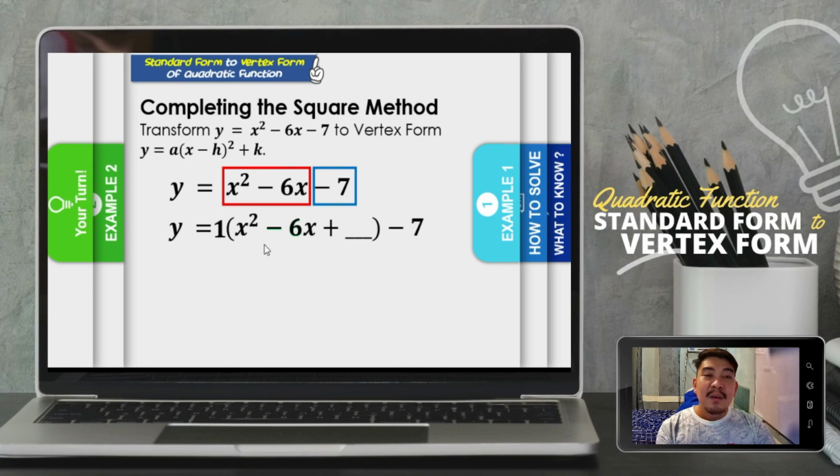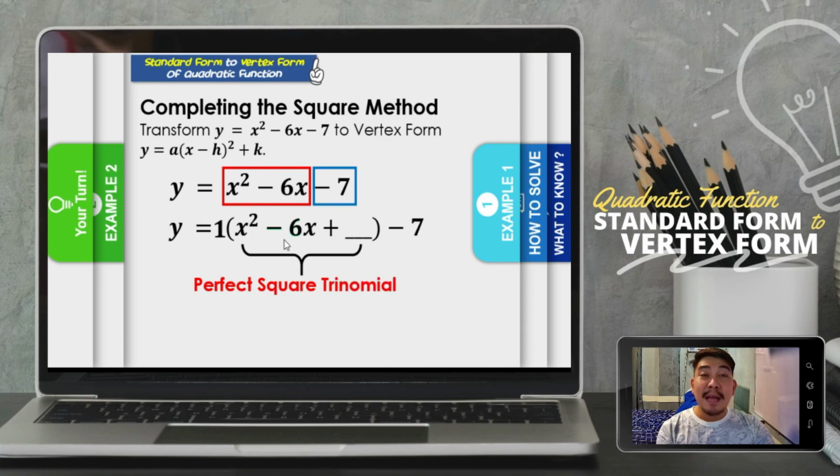Then we need to complete this part of the quadratic function. We need to make it a perfect square trinomial. So how are we going to make this a perfect square trinomial? The first thing that we should do, just like in completing the square in solving quadratic equations, they are quite similar, is to get the value of b. In this case, the value of b is negative 6. Then we need to get half of it, or simply divide it by 2. So negative 6 divided by 2 will give us negative 3.